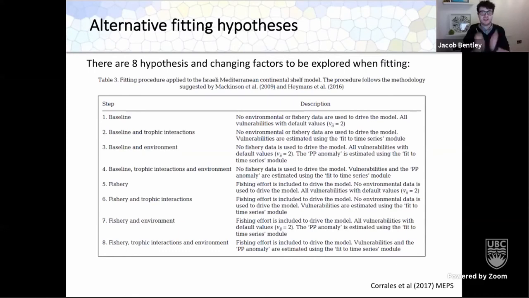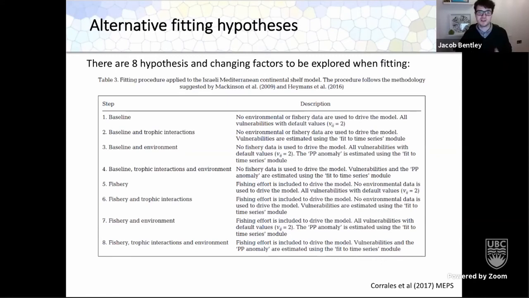And then you have baseline and environment. It's a hypothesis where you estimate, for example, a spline point primary production anomaly. So you estimate a curve to change the production rate over time. This is another way you can fit the model. Then you have baseline, trophic interactions and environment, so you've got the vulnerabilities being estimated and the spline point anomaly on the primary production.